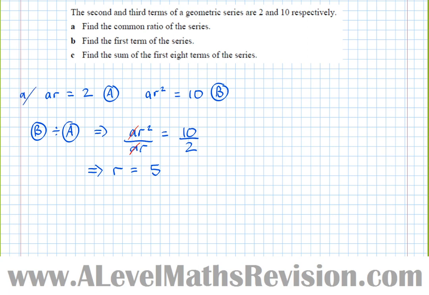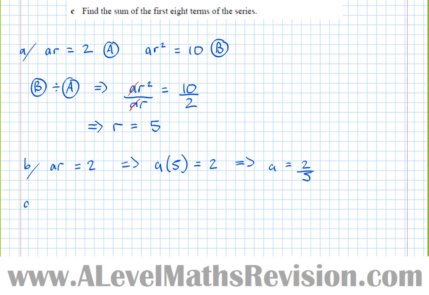So that's part A. Part B, find the first term of the series. Well, we've got AR equals 2, and now we know R, which means that A times 5 equals 2, which means that A equals 2/5.